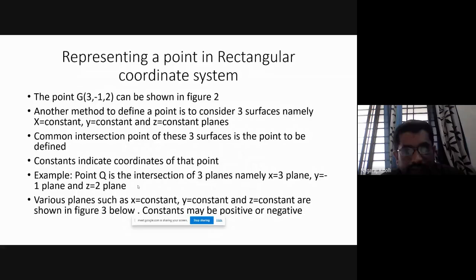So let us consider these surfaces, namely x equal to constant, y equal to constant, and z equal to constant planes. Three planes which are having x constant, y constant, and z constant. So here it requires a little bit of visualization.